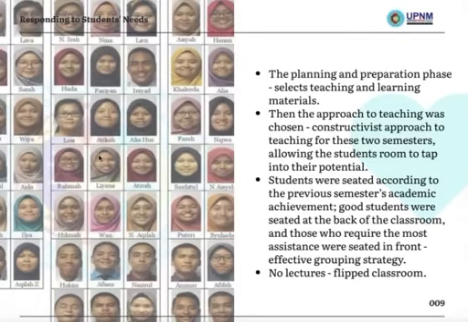Maybe not all managed to be in this picture, but this is the seating arrangement, and they will be sitting in this arrangement from the beginning of the semester until the end. And basically, there are no lectures in my 2 classes for the 2 semesters. Flipped classroom was adopted, and we have a lot of activities. They have to do activities in order to enhance their understanding of the materials that they have to read before coming to the class.